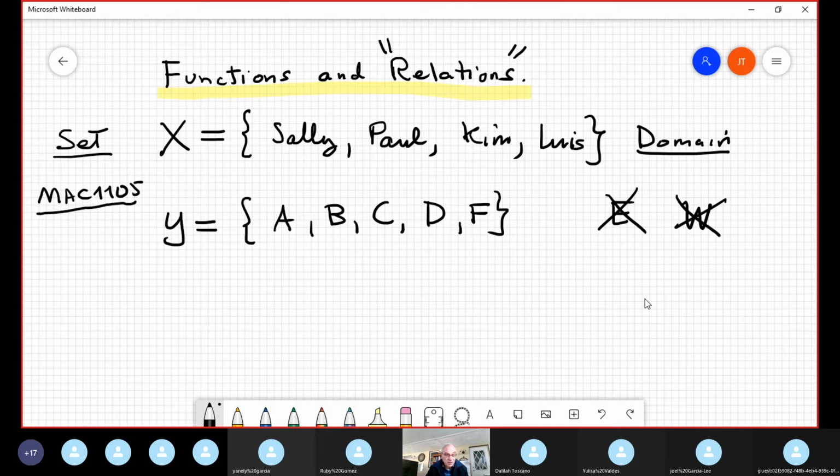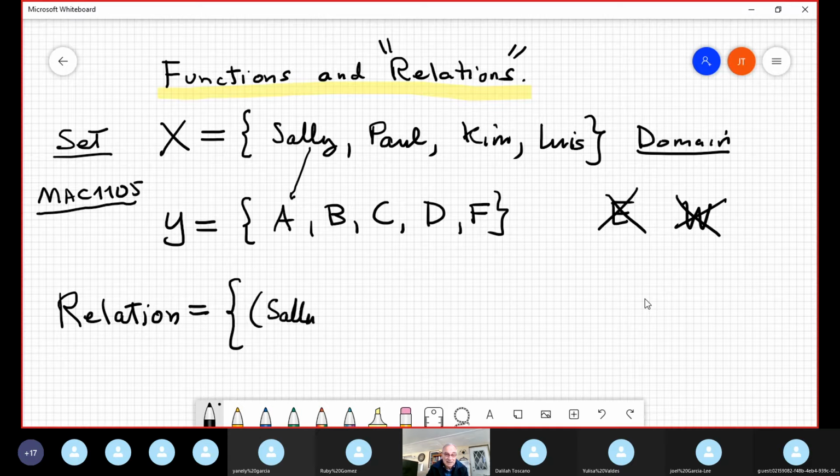Now, what is the relation? Well, the relation is the association. The symbolic way to indicate this idea is, for example, Sally is an excellent student, she gets A. So you put it like an ordered pair: Sally, comma, A. This is Sally's grade. The first component is associated with the domain, and the second is associated with the range. By the way, I forgot to say that the second set normally is called the range.